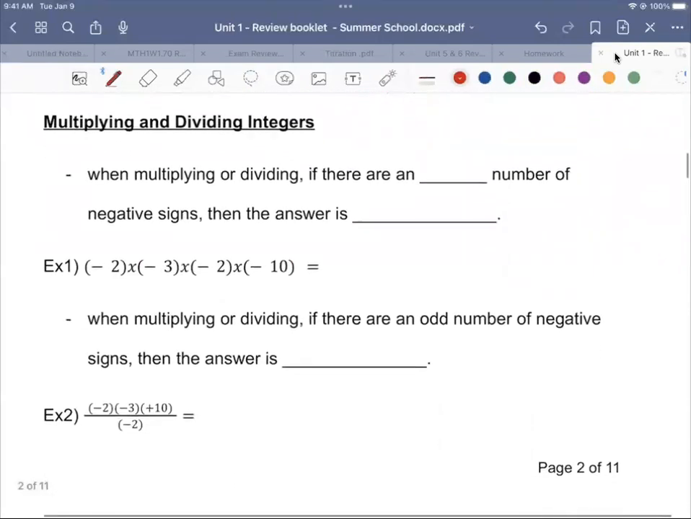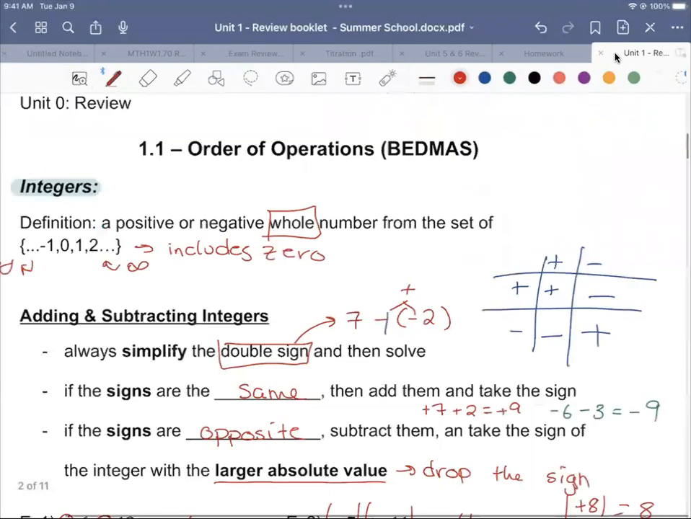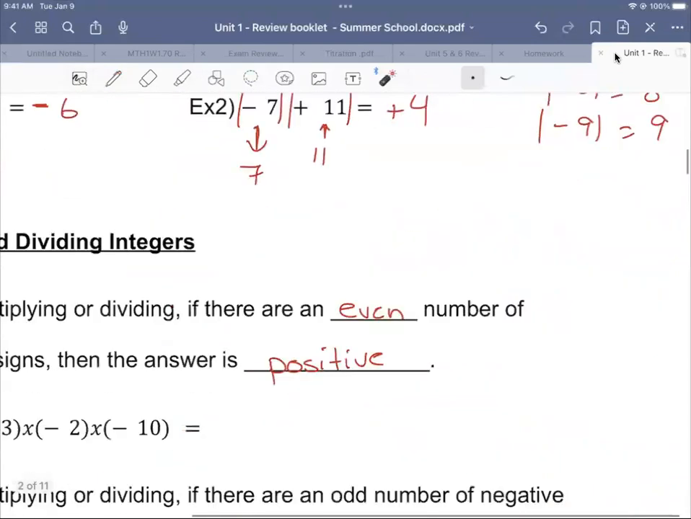Now, when we are multiplying and dividing integers, if there is an even number of negative signs, then the answer is always going to be positive. Again, because if we look back to the little chart we made here, a negative times a negative gives me a positive. If I did that a second time, so let's say I have 4 negative numbers, a negative times a negative gives me a positive, and a positive times a positive gives me a positive.